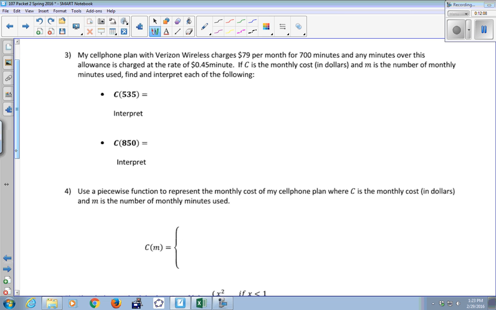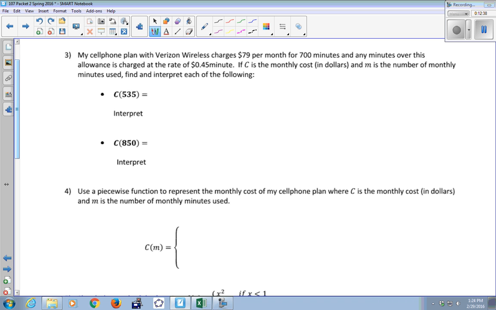Here's another one. A cell phone plan with Verizon Wireless might charge you $79 per month, and you get 700 minutes for that $79. And any minutes over 700 gets charged at 45 cents per minute. So if C is your monthly cost in dollars and M is the number of minutes you use, let's see if we can calculate the cost for 535 minutes.